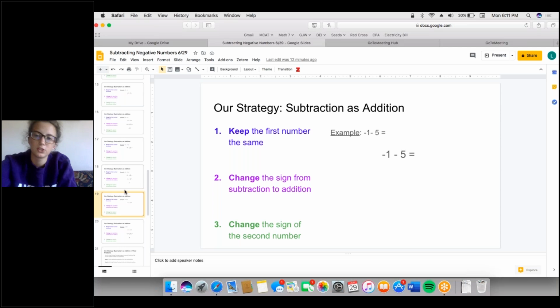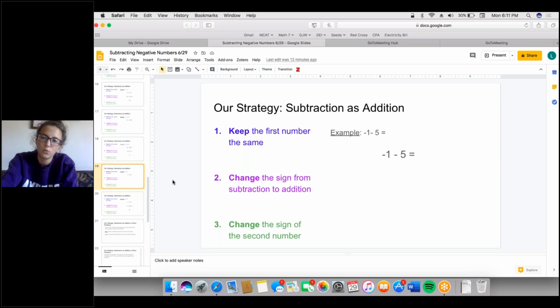And one more example of this strategy, I have -1 minus 5. I keep -1, the first number, the same. I change the sign from negative to positive, and I change the sign of the second number. Originally it was +5, and I made it -5. You'll notice I slapped on those parentheses to remind myself that that minus sign belongs to the 5. In other words, subtracting 5 is the same as adding -5, and I get -6.